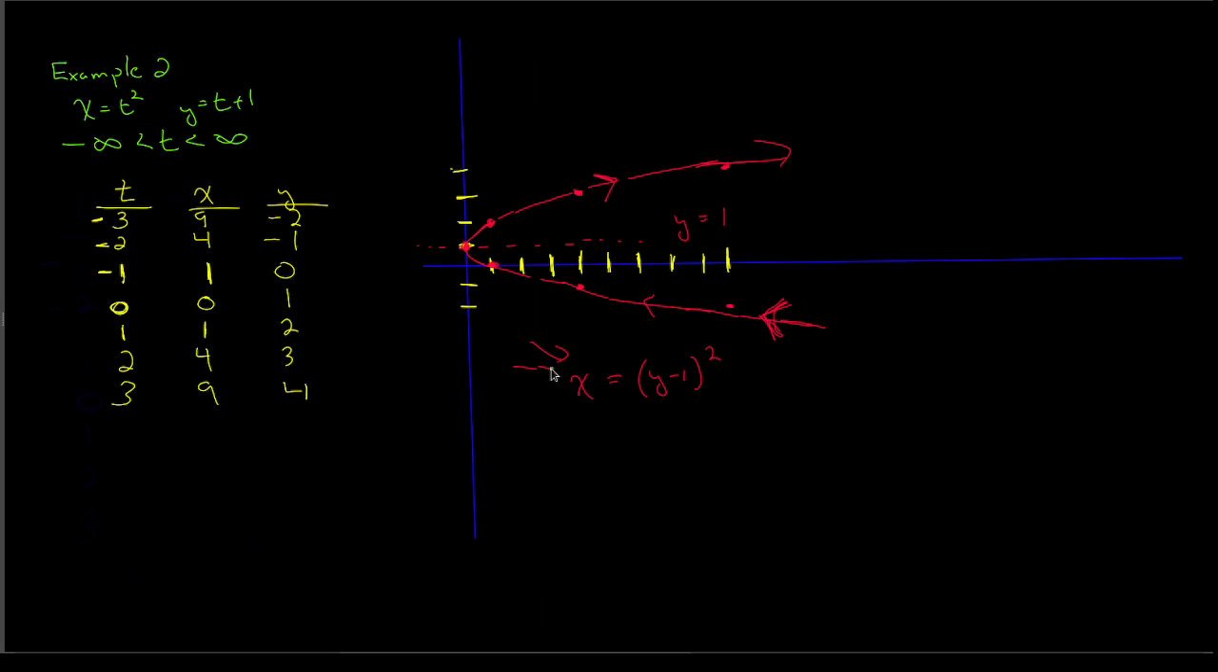This would be the relationship in non-parameterized form. Let me just double check here. Y is 4. 4 minus 1 is 3. Yep. Y is negative 2. Negative 3. Yep. And so this is our parameterized form of it.